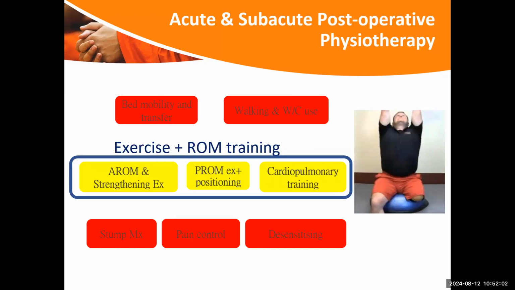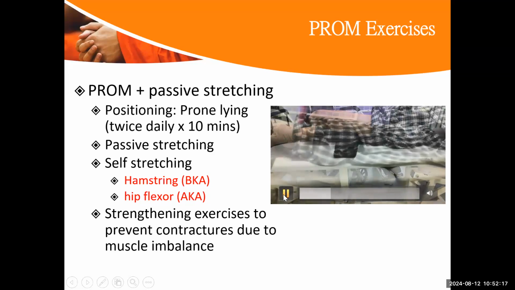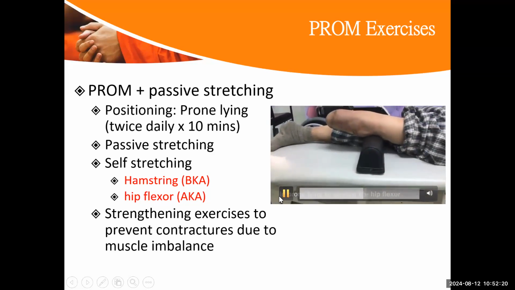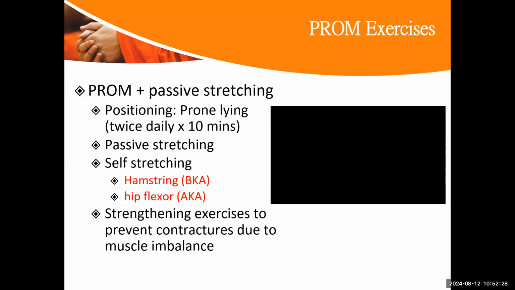Okay, another major role for us is the exercise or the range of motion training. So this is the patient. I usually ask them to do prone lying so as to stretch the hip flexors. So even more true for patients with above knee amputation. For above knee amputation, usually we need to take care of the hip flexor, because when they sit there, the hip flexor is shortened. Sometimes it becomes contracture later. So if you have a patient with AKA, you must teach them to do hip flexor stretching.